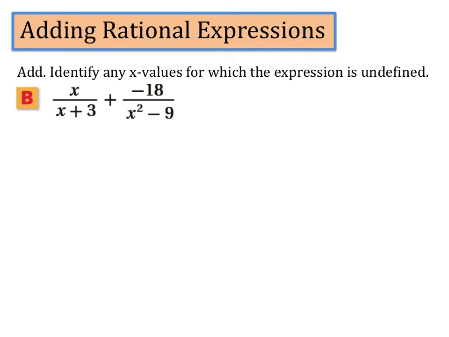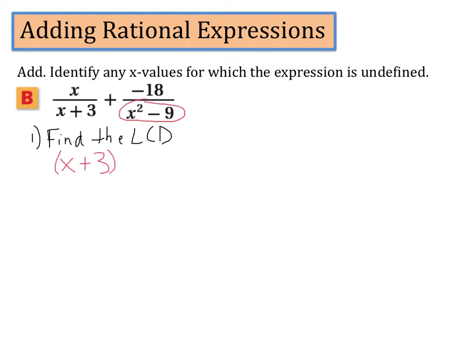So now we're going to add two rational expressions that do not have a common denominator. So when we come onto problems like this, our first step is to find the lowest common denominator. So to do this, you take both denominators in their simplest form. So x plus 3 is already in its simplest form, but x squared minus 9, I can actually factor that out and make it simpler.